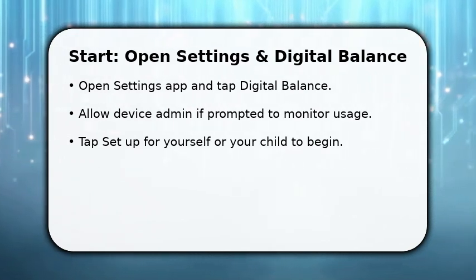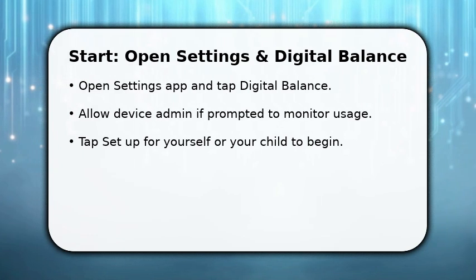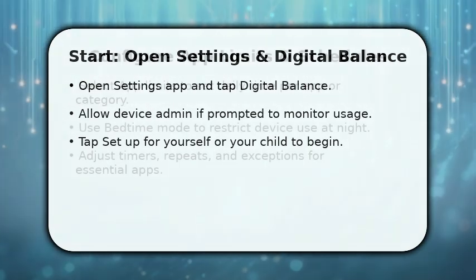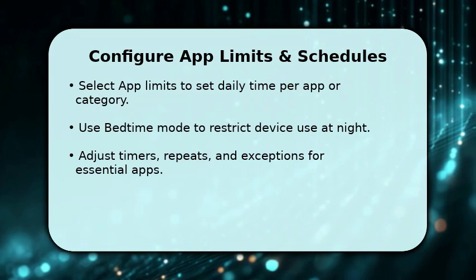Now you configure the actual limits. Tap App Limits and select categories or individual apps, then assign daily minutes or hours. This is how you control overuse.